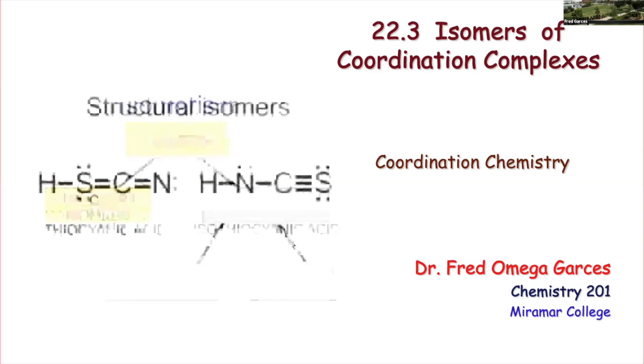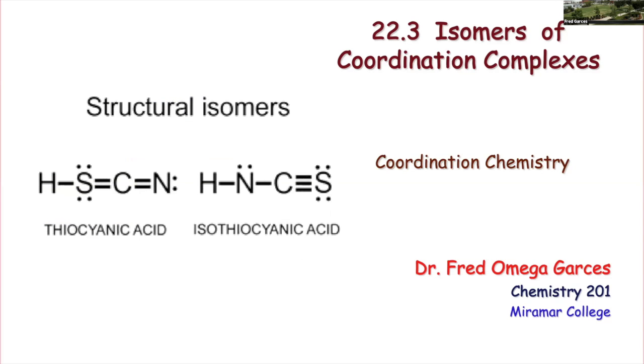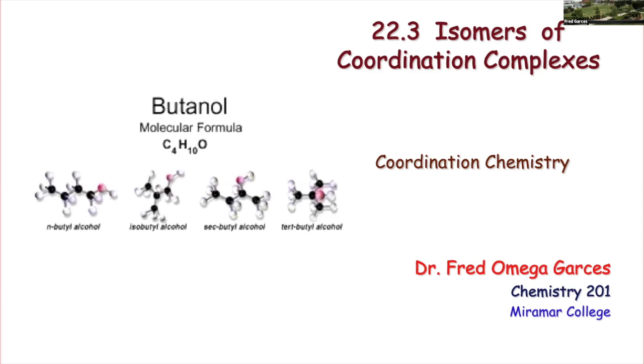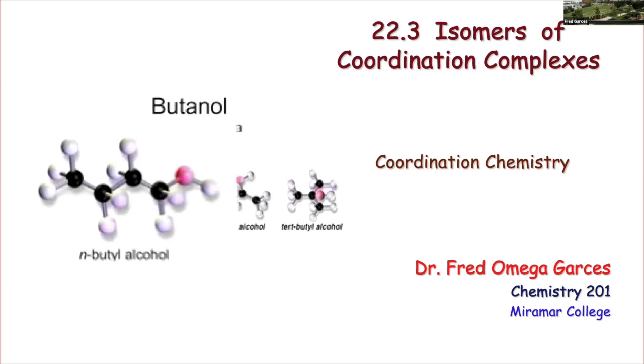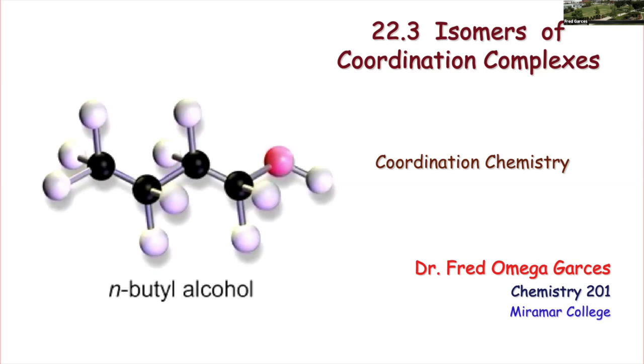So also are thiocyanic acid and isothiocyanic acid. Structural isomerism is very common in organic chemistry. For example, consider the isomers of butanol with molecular formula C4H10O. Normal butanol or n-butyl alcohol consists of a straight chain of 4 carbon atoms with the OH group at the end of the chain.